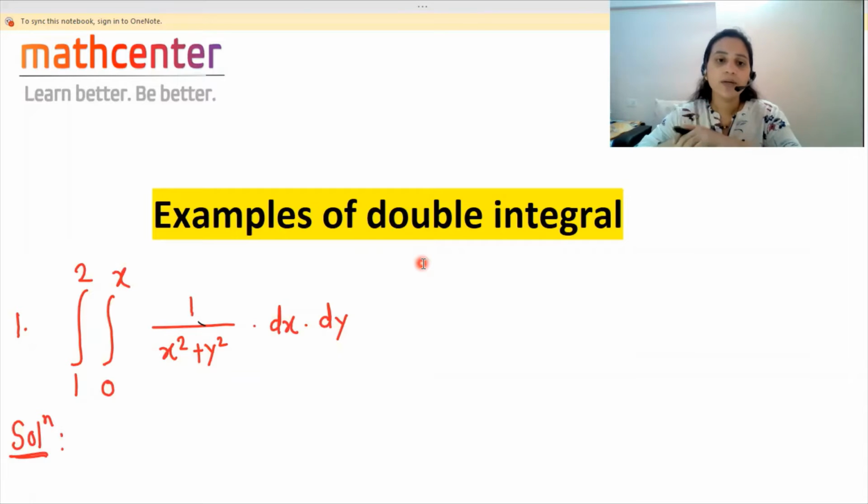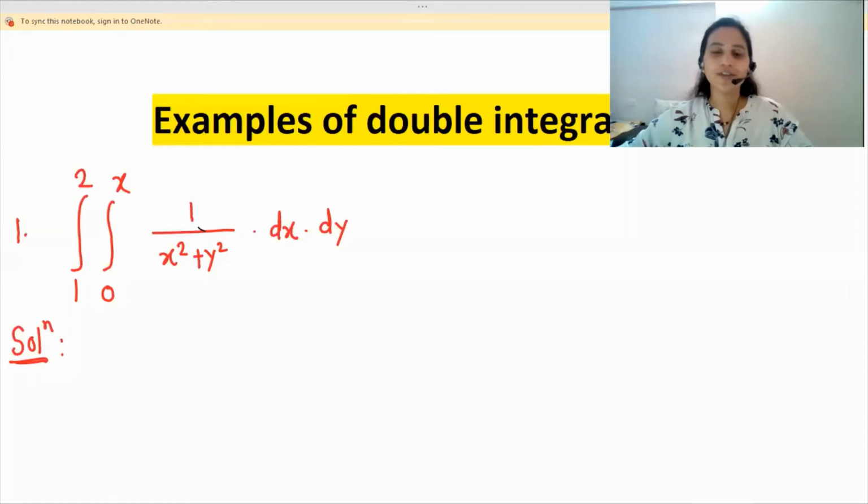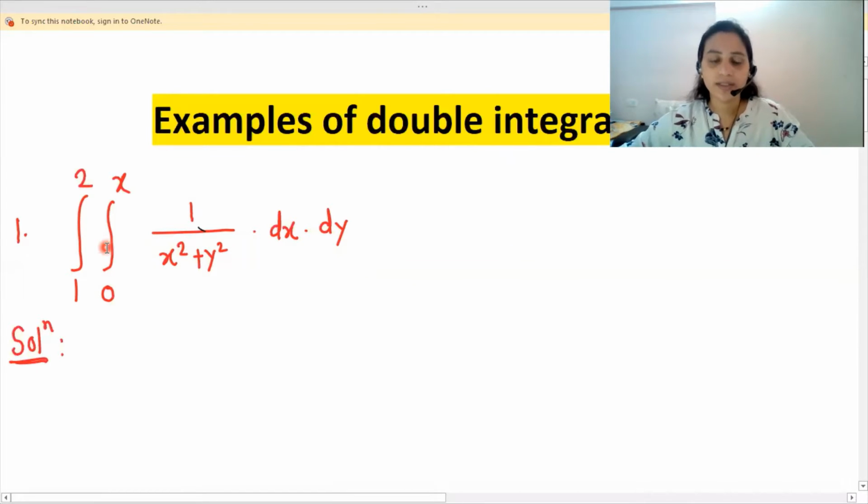Okay, now in this session we are going to see some examples. So let's get started. Let's start with the first example. Integration from 1 to 2, integration from 0 to x, 1 upon x square plus y square dx dy. Now this is an example of double integration, and we are going to evaluate this.